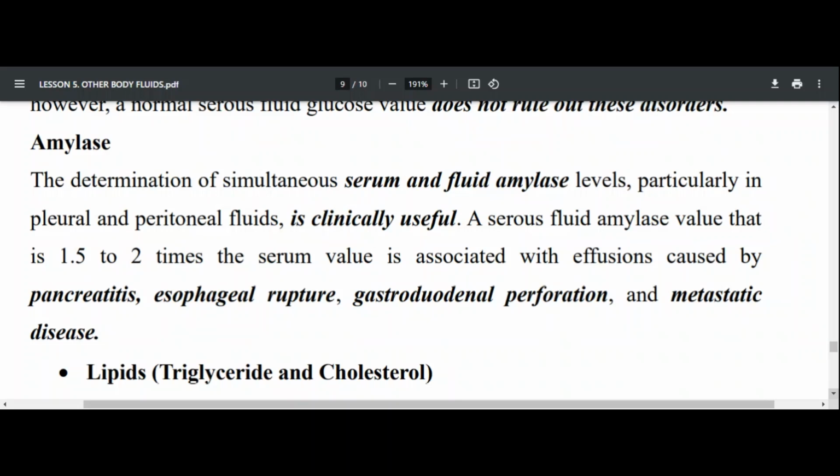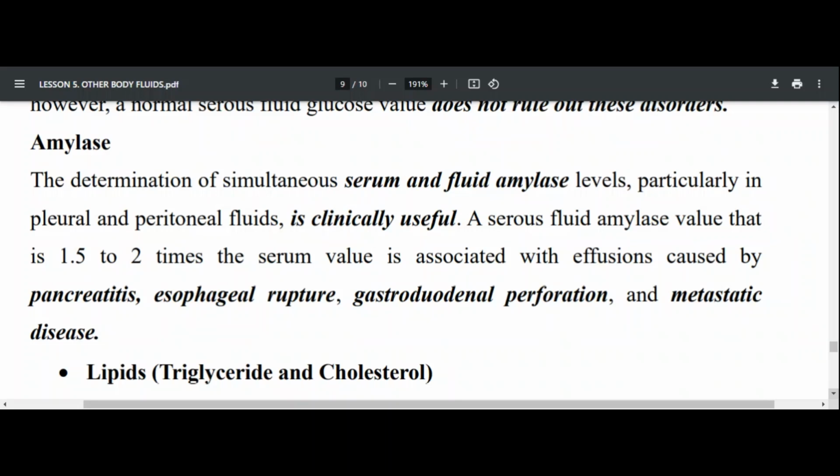So amylase, of course, is an enzyme. We can't measure its concentration, but you can measure the activity of this enzyme. So when the activity is very high, at least 2 times that of serum, then we suspect serious conditions like pancreatitis, esophageal rupture, and so on.